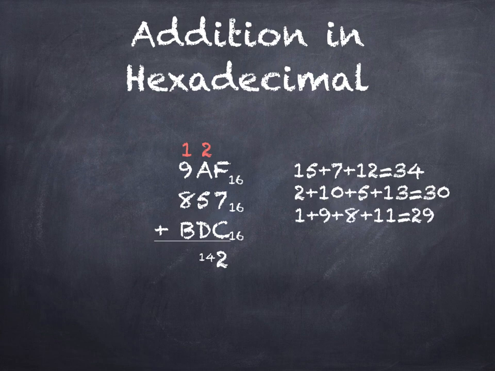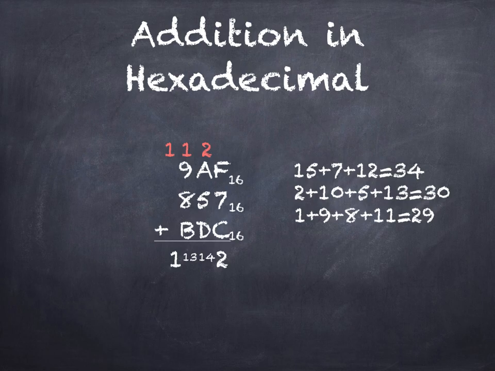Next, we add 1 plus 9 plus 8 plus 11 for B. And that's equal to 29. How many 16s can we get from 29? Just 1. So if we take out 16 from 29, you get 13. And then you write down the carry again. Now there's nothing under that, so you can just write down 1 there.